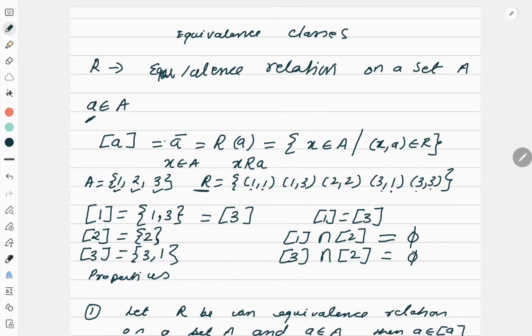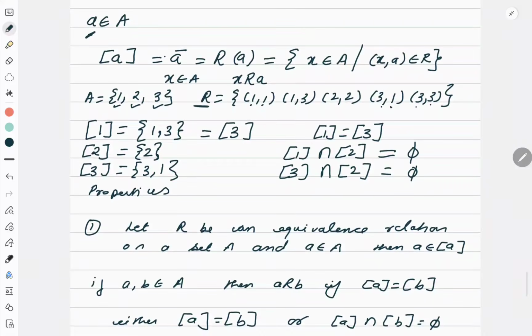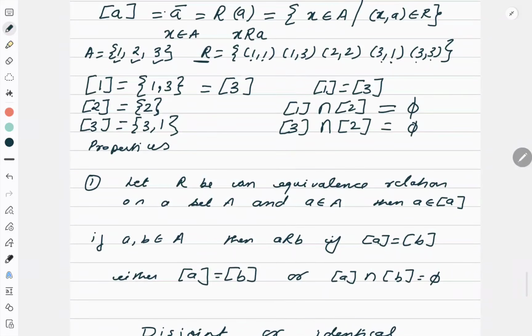Right? So this is a very important property of equivalence classes, that they are either disjoint or exactly the same. So when I discuss the properties of equivalence classes, I can say: let R be an equivalence relation on a set A and a belongs to A. Then a belongs to its own equivalence class, the same thing I was explaining, since an equivalence relation has the reflexive property, so a will definitely belong to its equivalence class.